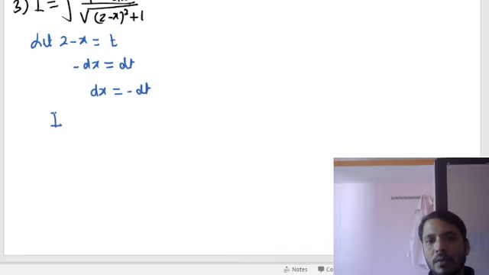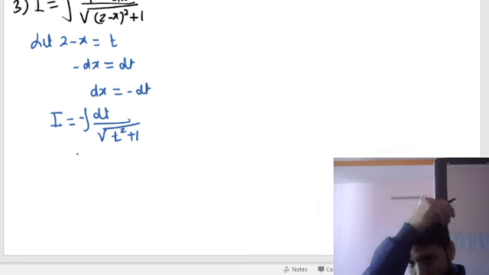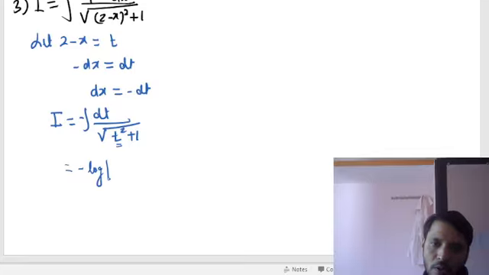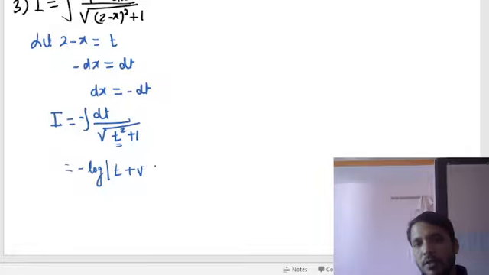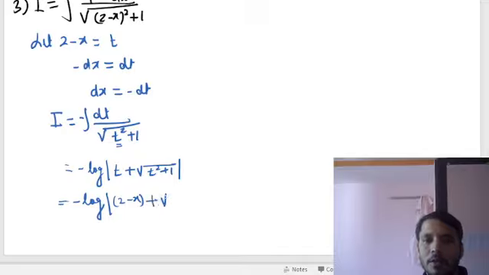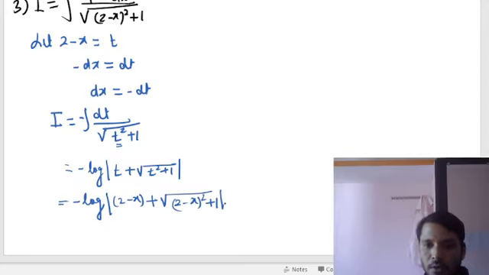So I will be equal to integration of minus dt outside, divided by under root of t square plus 1. Now according to the formulas, we have the formula for 1 by under root of a square plus x square. Here in place of x we have t, so this minus sign will be out, and here we are getting log of mod x, that means t, plus under root of x square plus a square, that means t square plus 1, plus c, right? Now this minus sign as it is, and log mod of t, t means 2 minus x, so it will be 2 minus x plus under root of (2 minus x) whole square, and here plus 1 as it is, mod sign plus c.